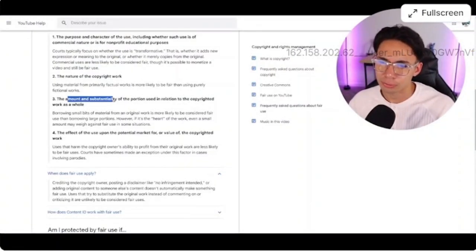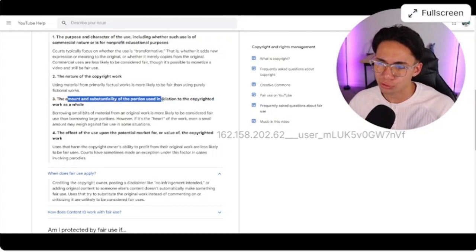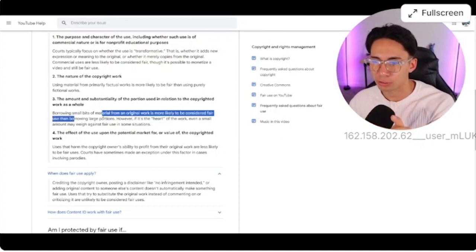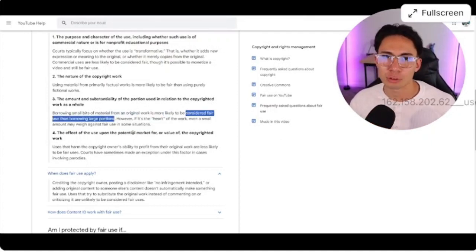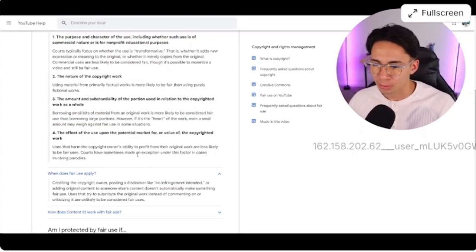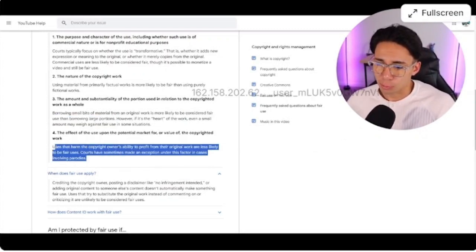Now, the amount and substantiality of the portion used in relation to the copyrighted work as a whole. For example, if you're borrowing small bits of material, it's more likely to be considered fair use than if you're borrowing a whole fat clip from a movie. You know what I'm saying? There's levels to this thing. And yeah, that's pretty much it, guys.